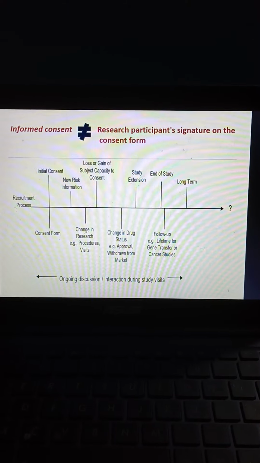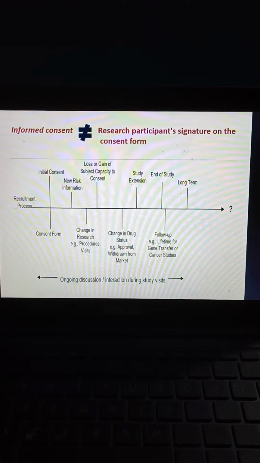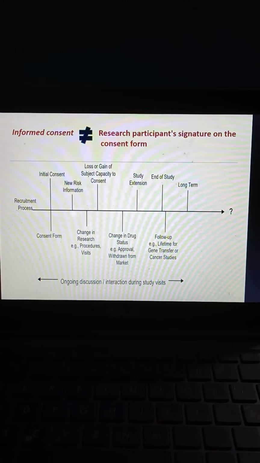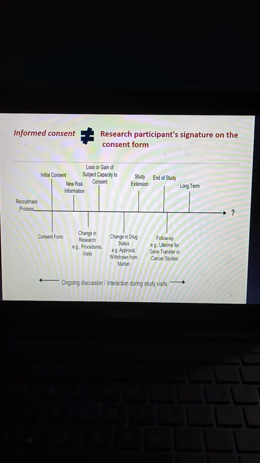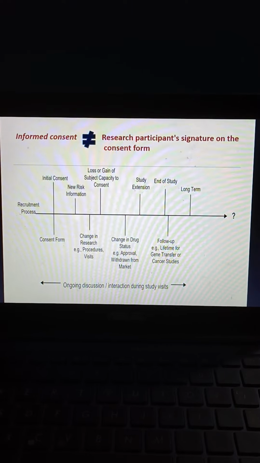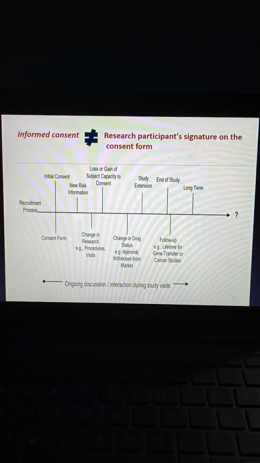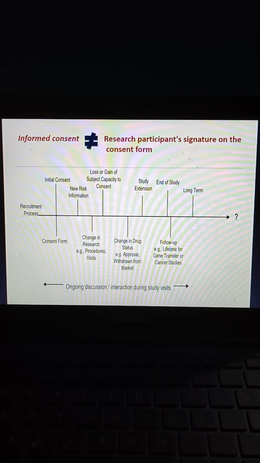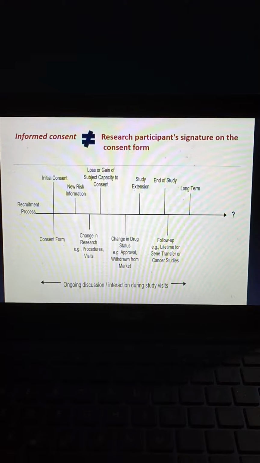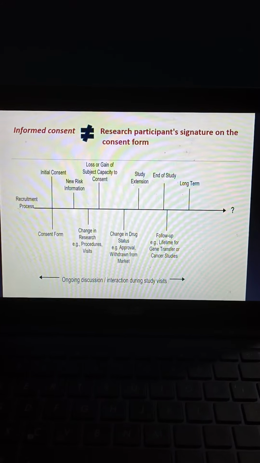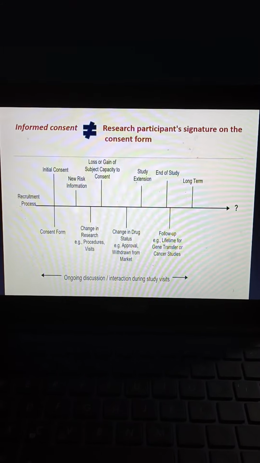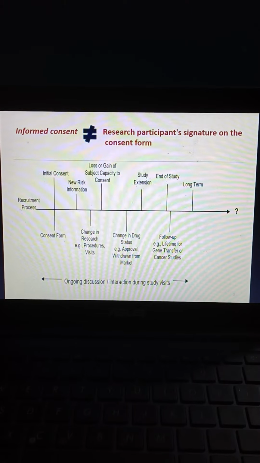I am Dr. Satyabrata, MDDM clinical pharmacologist, and today I am going to discuss informed consent. As you see, informed consent is not equal to the research participant's signature on the consent form. This is the ongoing discussion of the interaction during study visits. First is the recruitment process, then the consent form, initial consent.